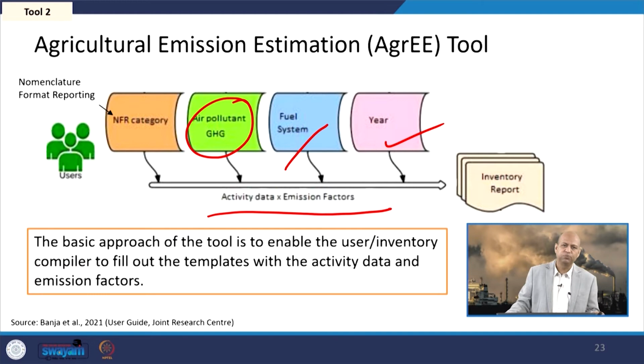So, the basic approach of this tool is to enable the user or inventory compiler to fill out the templates with the activity data and emission factors, and after that you run it, and you get the total emissions, or depending upon what kind of result you want in which form, like emission per activity, total emission, or emission per year, something like that you can play with and you can get the results.